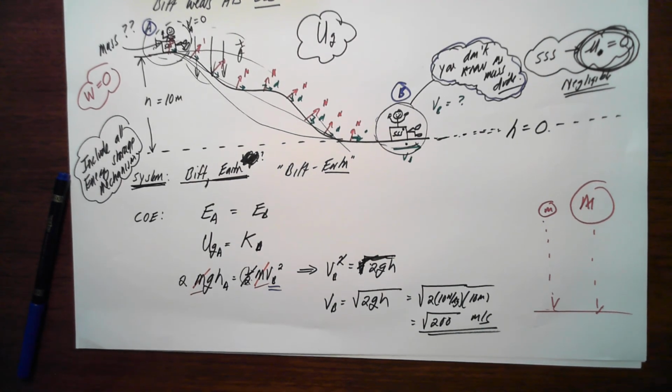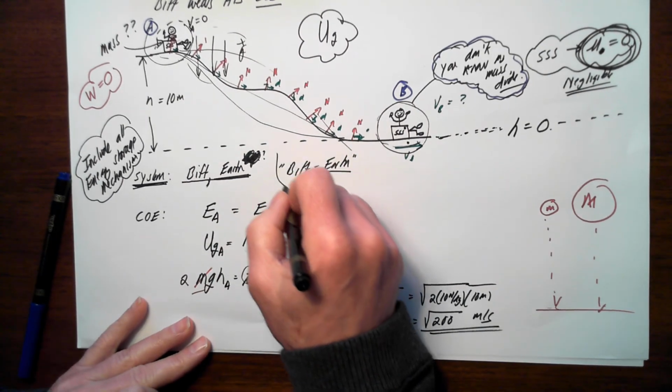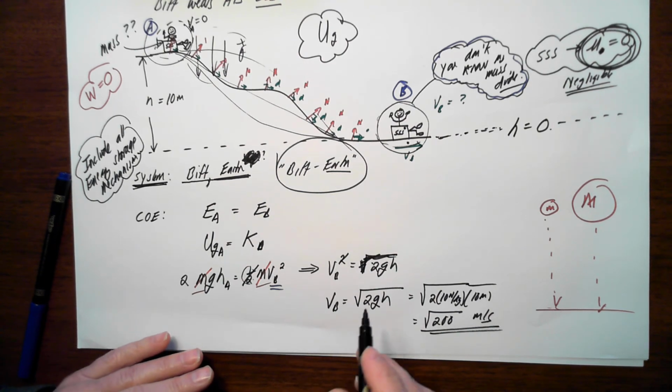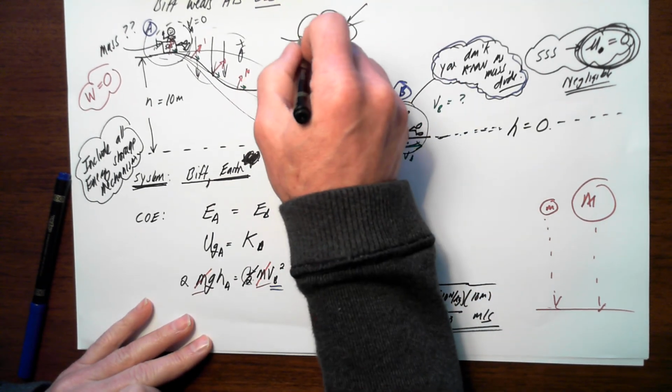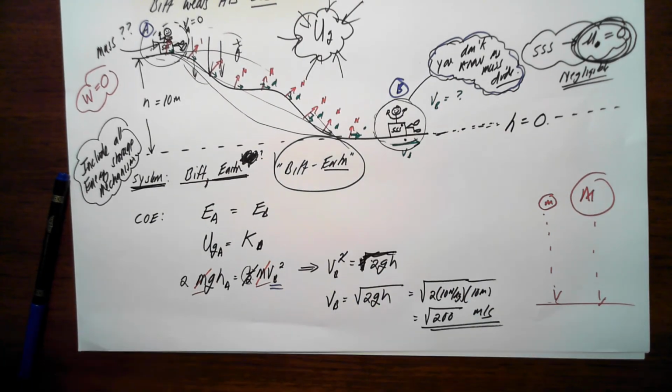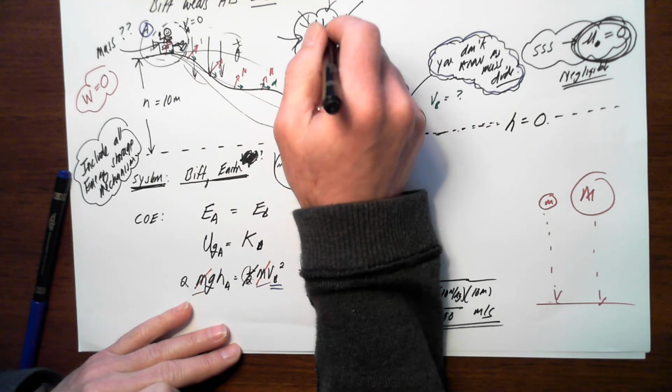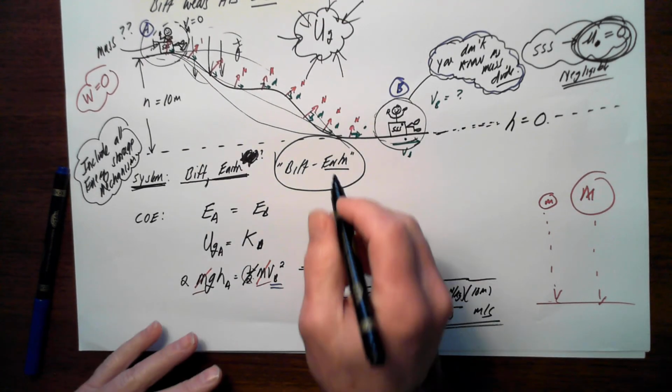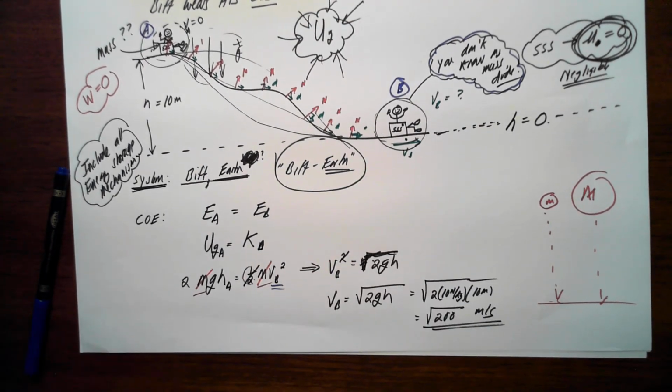Key point is when things are changing height, you're going to want to include gravitational potential energy. You do not want to get into this idea that gravity is an external force. Negative work, positive work, don't go there. Just use gravitational potential energy, but that means you've got to include the Earth as part of your system.